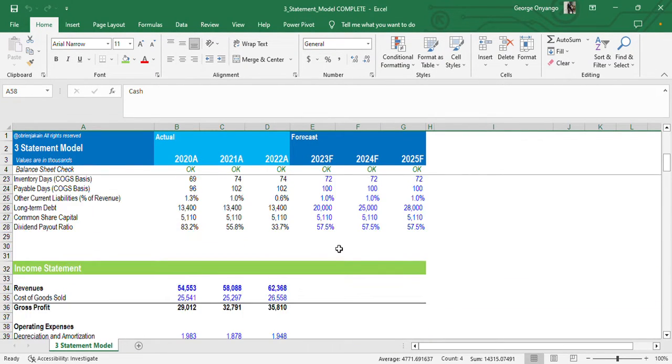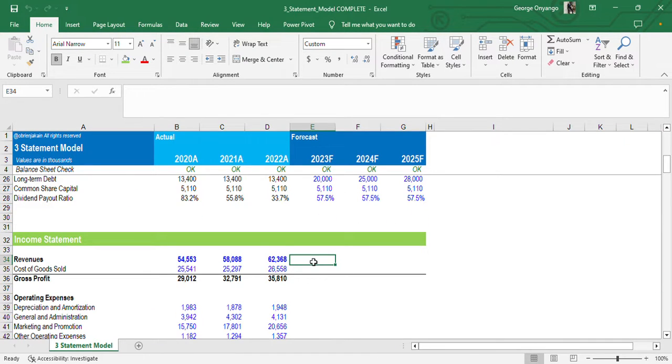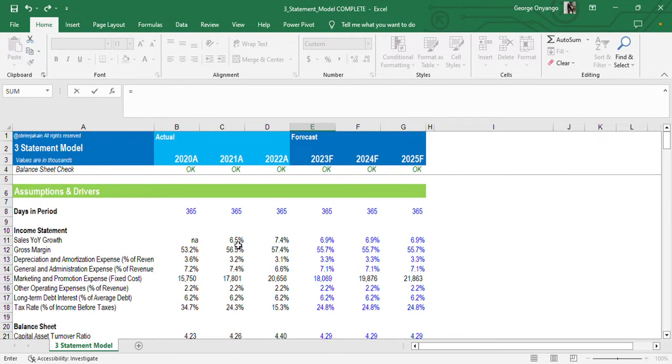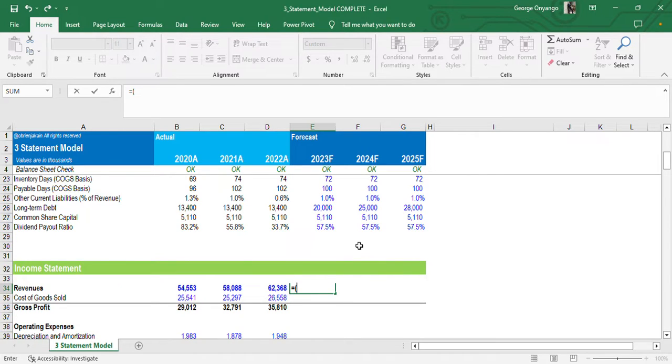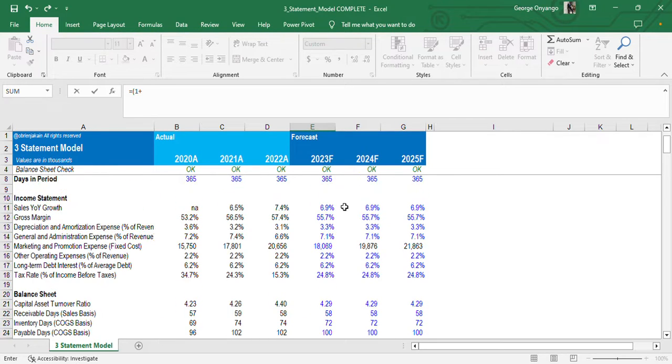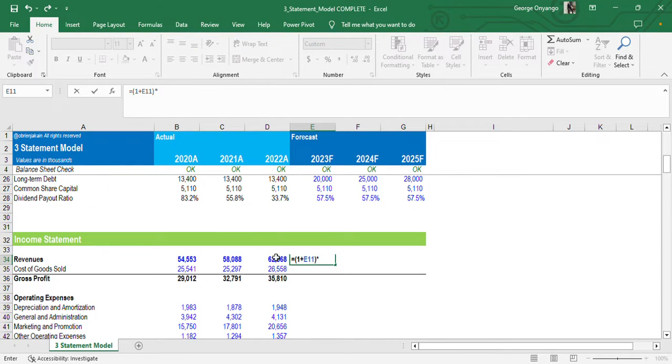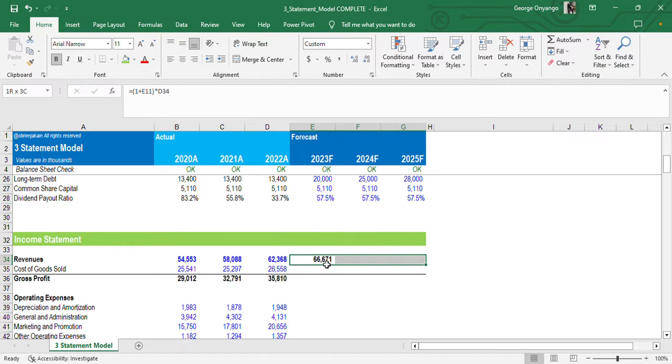So let's get started. We are going to start with revenue. From here we are seeing that revenue will be increasing by 6.9% for the next 3 years. So there we are going to have 1 plus that cell times the previous revenue, and we are going to get that value. When we fill right, we are going to get the projected revenues for the next 3 years.